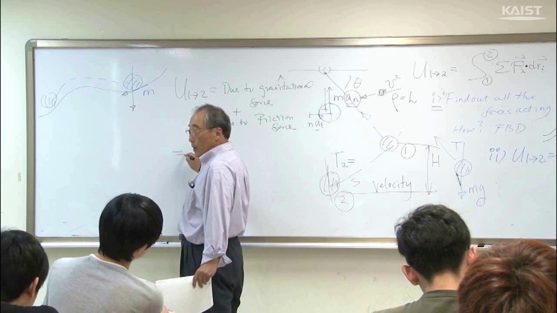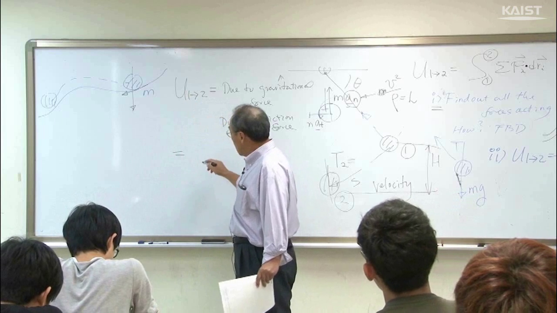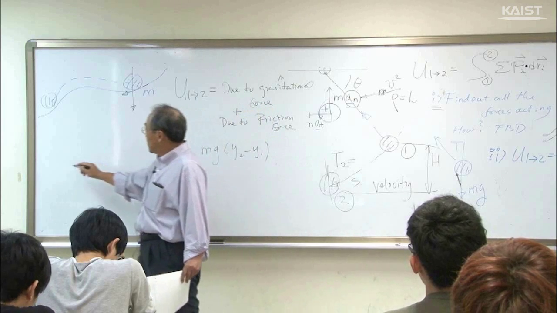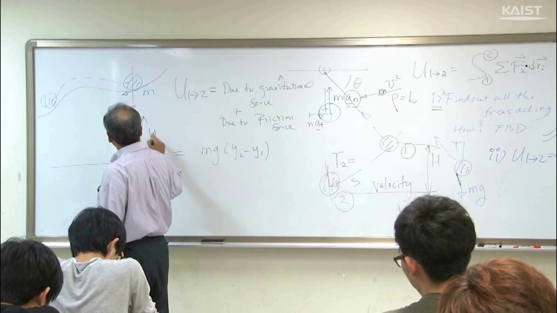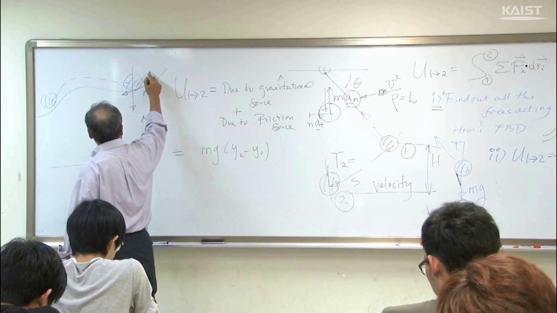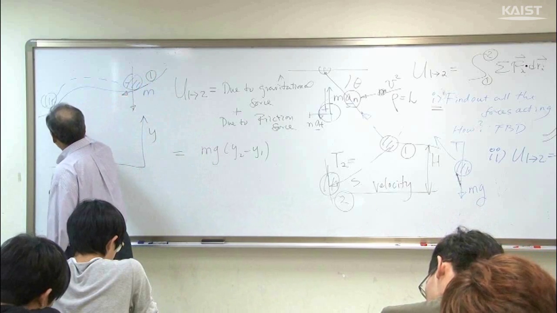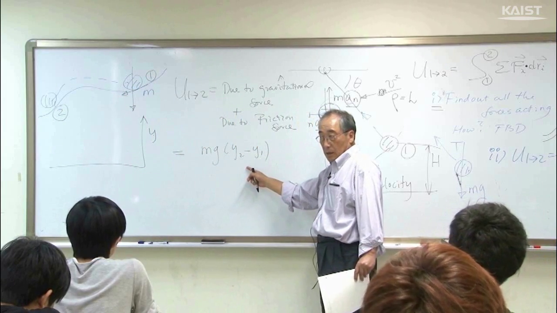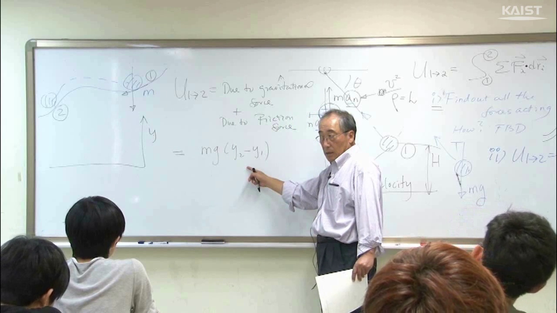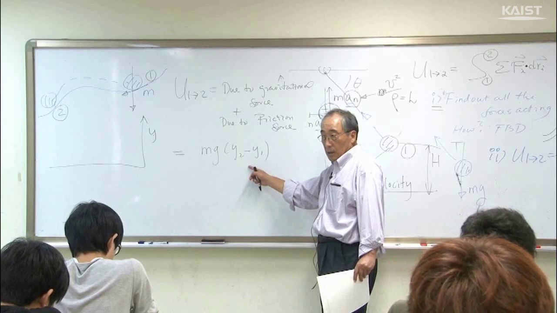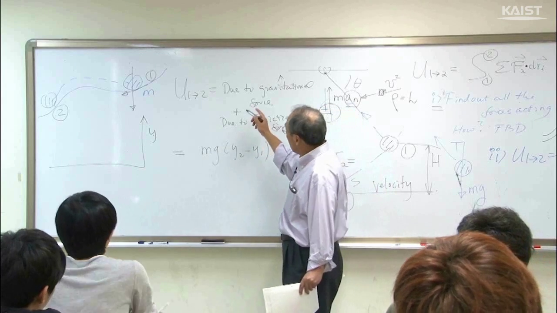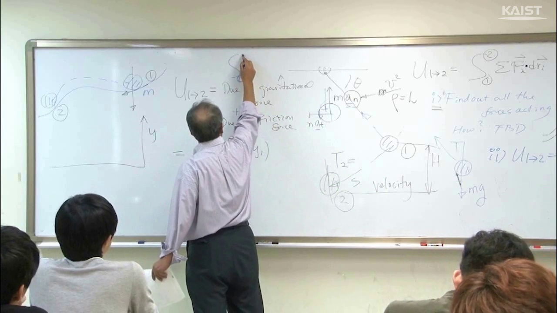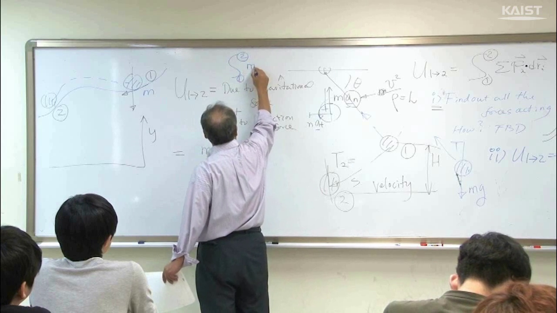What is it? The work done due to gravitational force is mg(y2 minus y1), where I'm saying this is y, and this is y1, and this is y2. Is this correct? Why not? Because this simply says integration from 1 to 2. The force is mg.